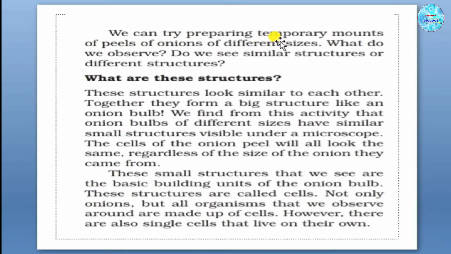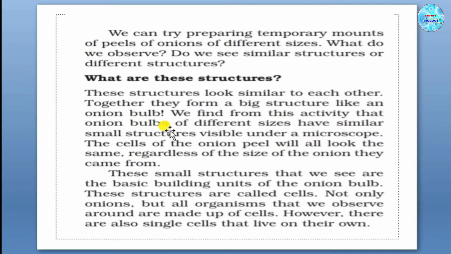So we can try preparing different mounts of peels of onions of different sizes. We can collect onion peels of different sizes and prepare temporary mounts. Now, what are these structures? These structures look similar to each other and they together form a big structure like the onion bulb. That means the onion bulb is made up of a number of cells.